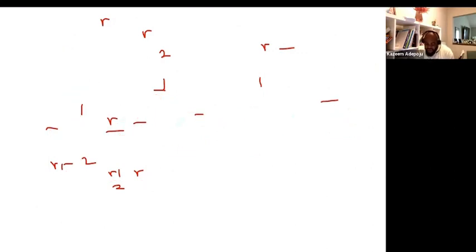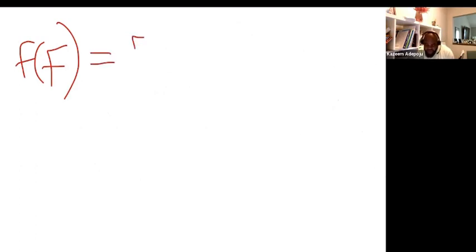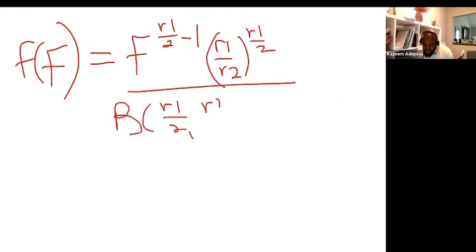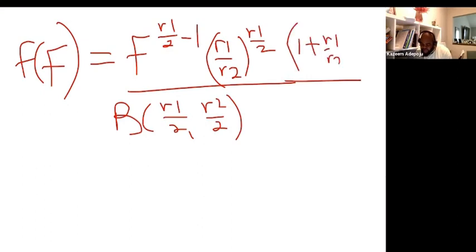By the time you follow it that way, you use the gamma function in the end. This is what you're going to have. The distribution is basically going to be r1 over 2 minus 1, r1 over r2 raised to the power r1 over 2, divided by B of r1 over 2, r2 over 2, then 1 plus r1 over r2 times f, all raised to the power negative r1 plus r2 over 2. This is what you're going to have at the end of the day. This is what we call the F distribution.